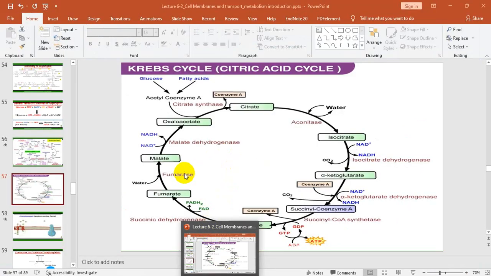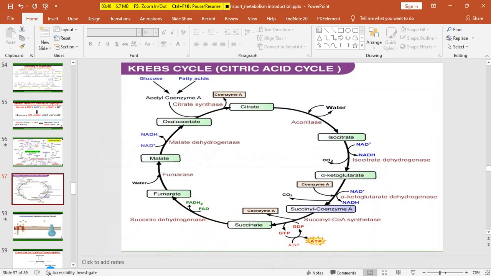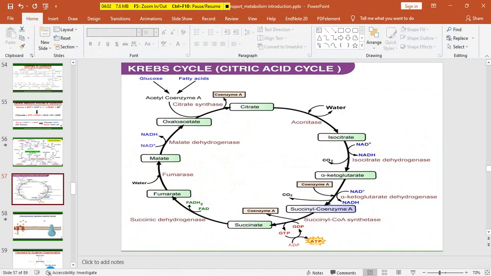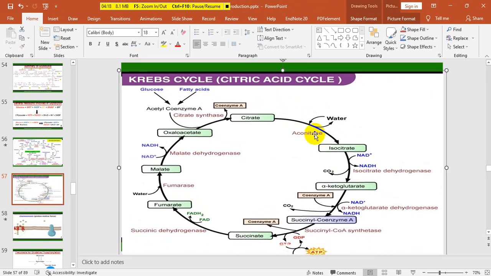The acetyl CoA will be channeled through the Krebs cycle to go and react with what? A 4-carbon compound, oxaloacetate, to produce a 6-carbon compound, citrate. We remove water from citrate to produce what? Isocitrate. When we eliminate water from citrate using the enzyme called aconitase, then we'll have isocitrate.